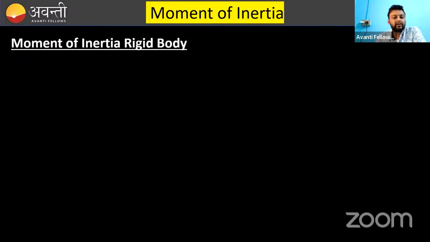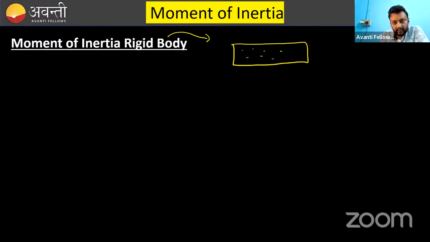Now, if I move further, there is a concept of moment of inertia of a rigid body. What is the meaning of a rigid body? A body contains a lot of particles. If the separation between any two particles remains constant at any time, then such a body is known as a rigid body. And for a body, moment of inertia is calculated as I is equal to integration dm into r square.